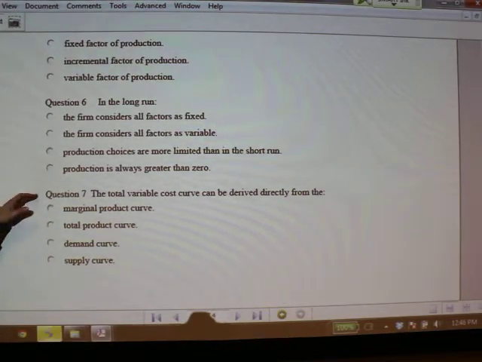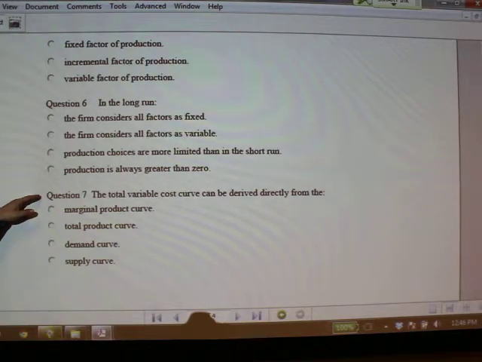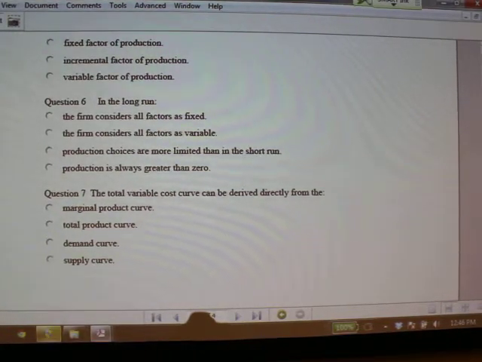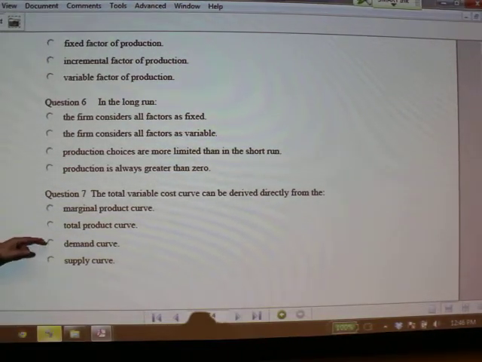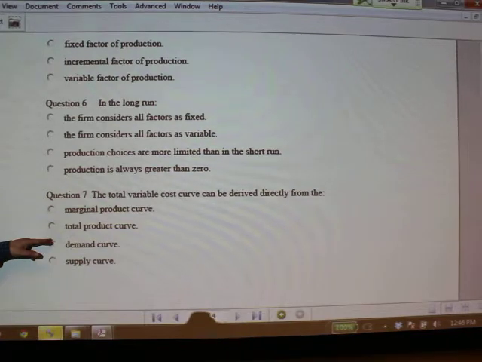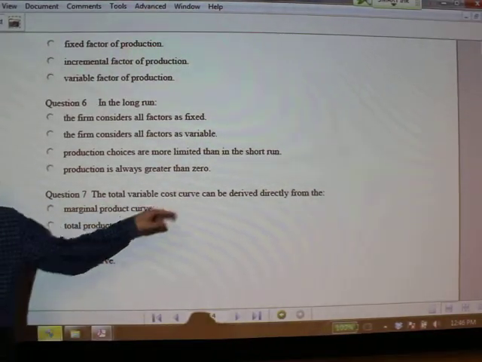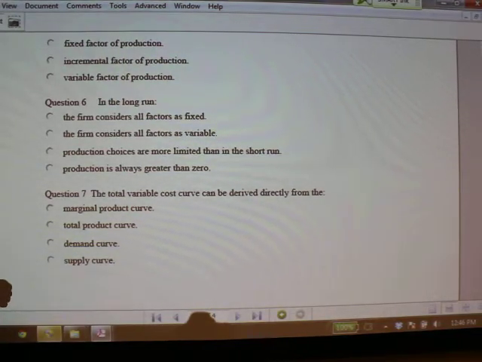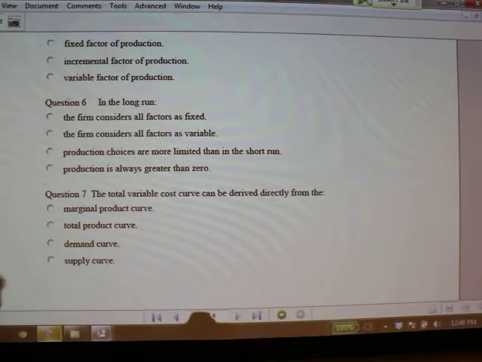Question 7, the total variable cost can be derived directly from... This is maybe not the best question. Certainly, we can rule out the demand curve, because we're talking about costs of production here. Nothing to do with the amount that people value the good. Well, it turns out that the best answer is total product curve.